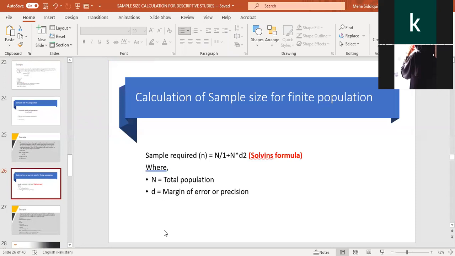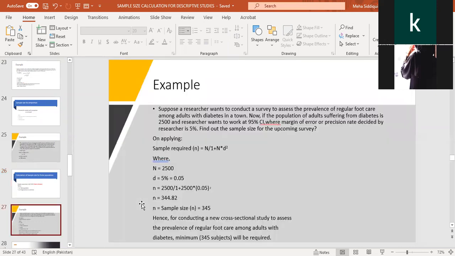Now, calculation of sample size for finite population, we calculate it through this formula, N over 1 plus N multiplied by d square. This formula is also called Slovin's formula, where capital N is equals to total population, and d is margin of error or precision.